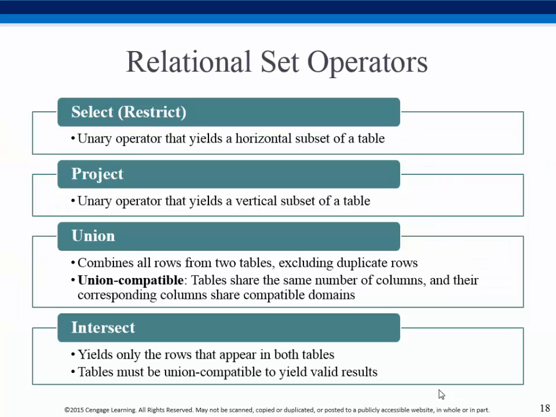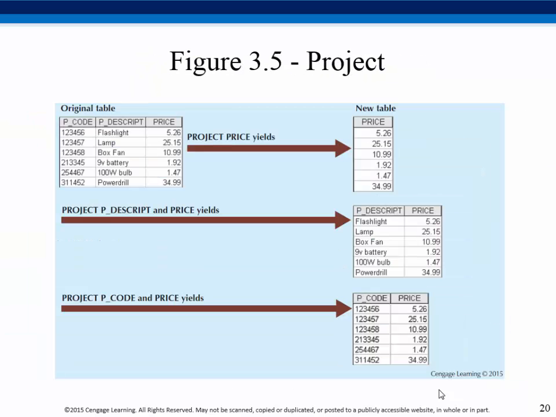Okay. Now project yields all values for selected attributes. It is also a unary operator, accepting only one table as input. Project will return only the attributes requested in the order in which they are requested. In other words, project yields a vertical subset of a table. Project will not limit the rows returned, so all rows of the specified attributes will be included in the result.